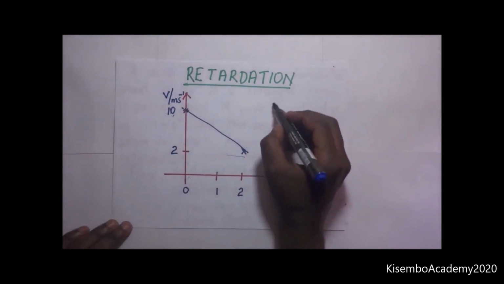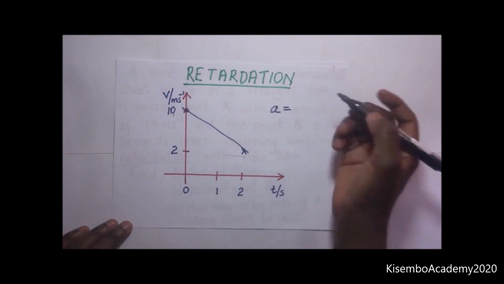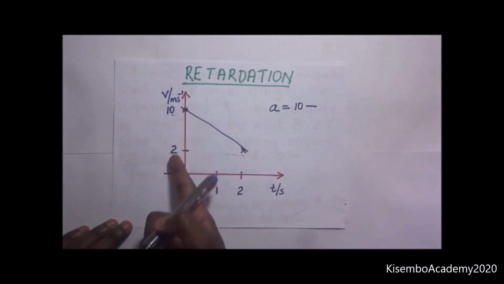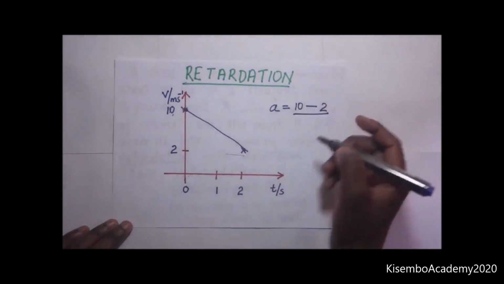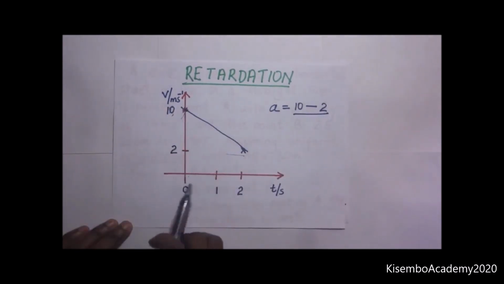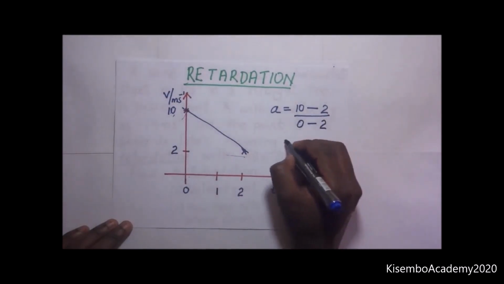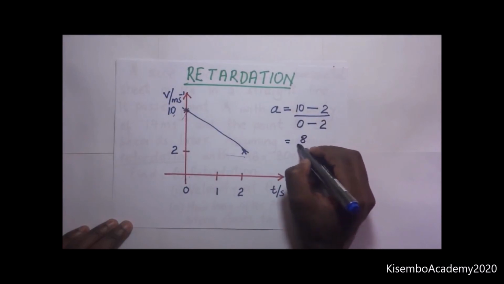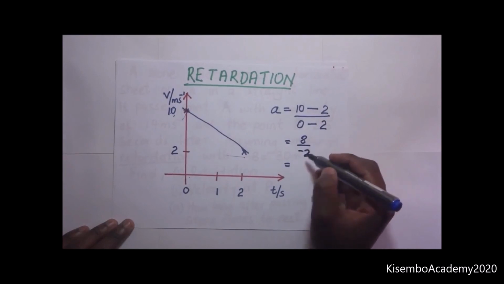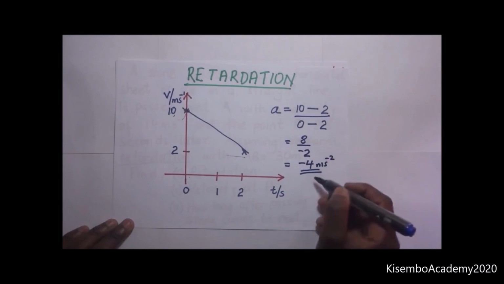To get this acceleration, we know that by definition acceleration is the rate of change of velocity. The rate of change of velocity means that you're going to look at the initial velocity here, which is 10, minus the final velocity, which is 2, divide that by the time. The initial time was 0, minus the final time was 2. And 10 minus 2 is definitely 8. You divide that by negative 2, and you end up with 8 divided by negative 2 is negative 4. Negative 4 meters per second squared is the acceleration.